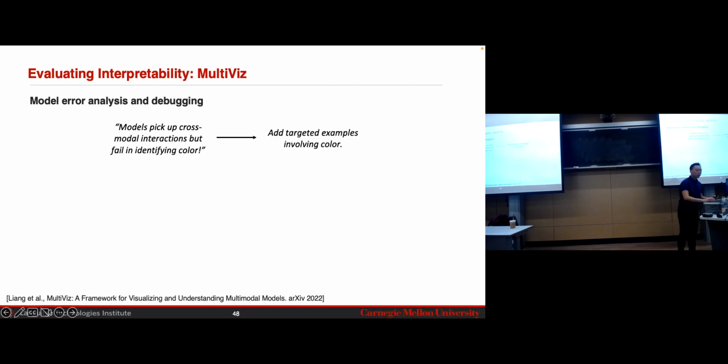Why don't we just give the model more data points involving color? Right? That's the first attempt that we did. Maybe it's aligning everything correctly, it's just failing to assign blue or yellow, green, and so on.